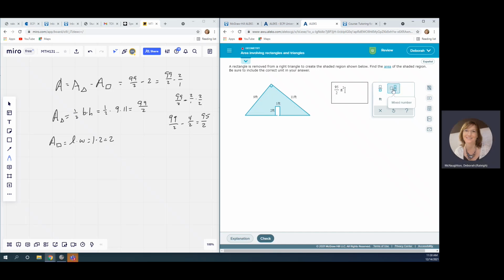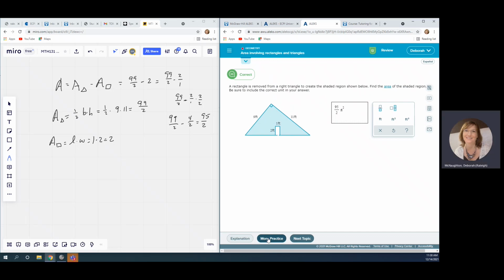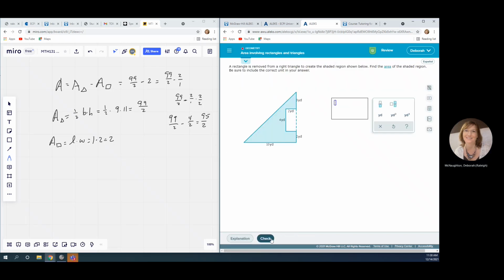So I'm going to see if it'll take this or if it makes me do a mixed number. And it took that. So when you guys do these, you don't have to convert it into a mixed number. It'll take the 95 over 2. All right, and then I'm going to go ahead and do this one too, because this one, did you get one like this? This is usually the ones that really throw people off.